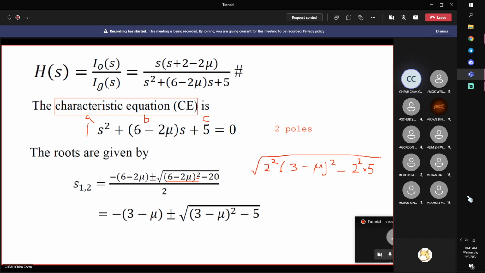You take the square root of this, it means what? It is equal to 2 times the square root of (3 minus mu) squared minus 5. Then 2 divided by 2. Here it simplifies, and you get this and this.